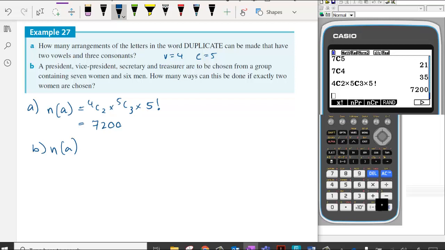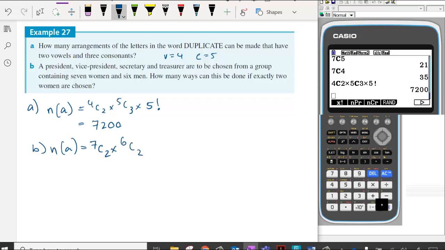So we've got a president, a vice president, a secretary, and a treasurer. We're chosen from a group containing 7 women and 6 men. How many ways can this be done if exactly 2 women are chosen? Okay, so the easy way to think about this is we're choosing 2 women. So that means we've got 7C2, and that means we're choosing 2 men, so we've got 6C2.